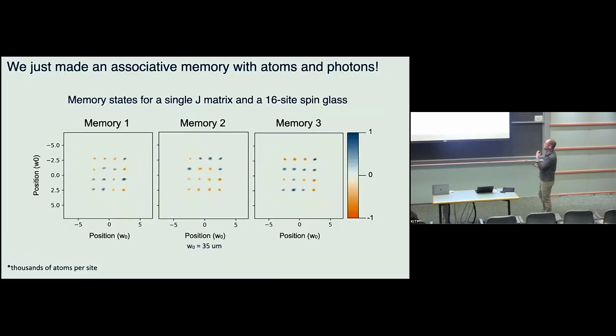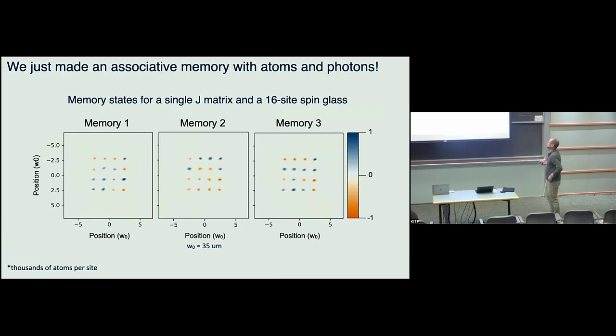I want to just launch into a result, and then I'll tell you how we did it. So this summer, we created the first associative memory with atoms and photons, at the quantum scale, using a new type of cavity QED system that we have. I'll explain all that in a moment.